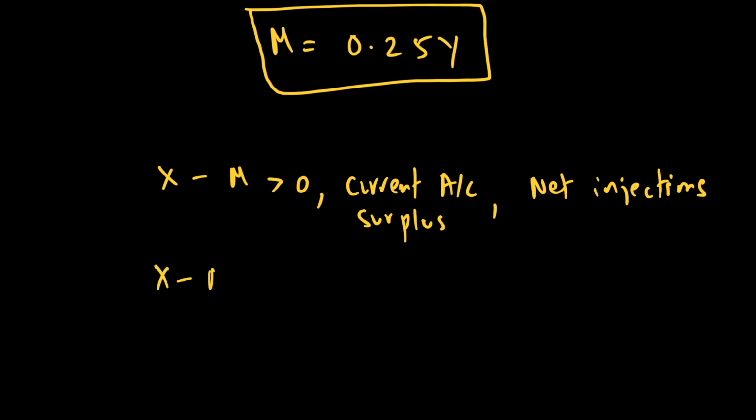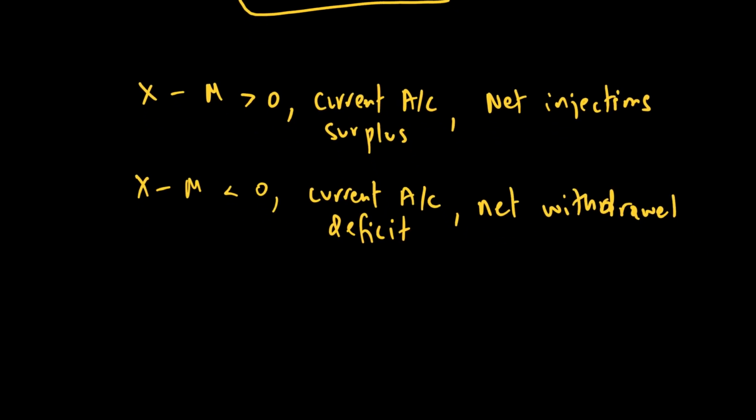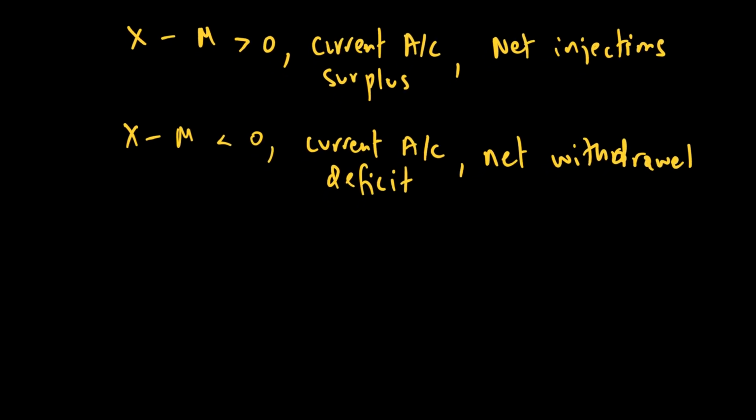Similarly, if X minus M is less than 0, it could be a current account deficit, although the current account has other sections as well, but I'm looking only at X minus M right now, and we call it a net withdrawal. Money is going out rather than coming in. So one thing we need to remember is that if X minus M is less than 0, we're running a deficit, which also means net withdrawals are taking place.